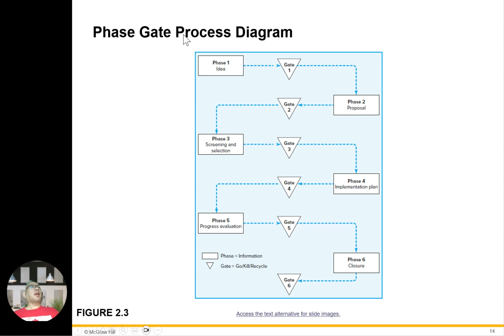This is a typical phase gate process diagram. Phase 1, idea, gate 1, gate 2, phase 2, proposal, phase 3, screening, gate 3, okay, and then do phase 4, implementation of a plan, go, phase 5, process evaluation, and phase 6, gate 6, which is go or kill or recycle. Okay, this is a typical project flow. From phase gate system, phase 1 to phase 6, either go or no go.